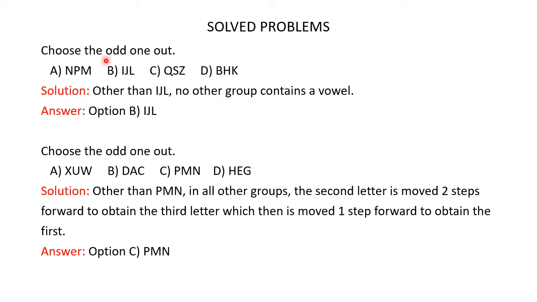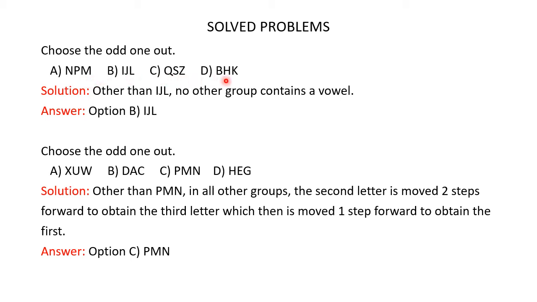Choose the odd one out. Here you are given four options. Option A, NPM, option B, IJL, option C, QSZ, option D, BHK. You have to find the odd one out among these four groups of letters.